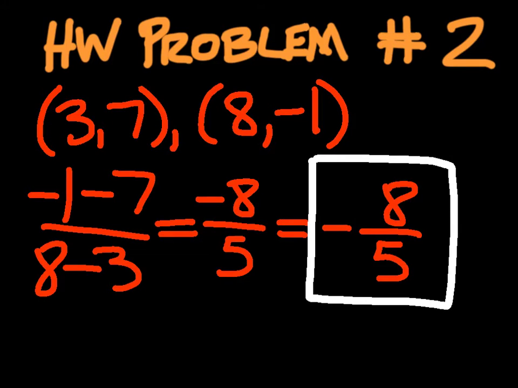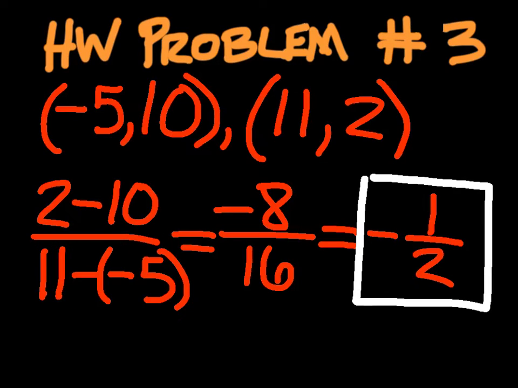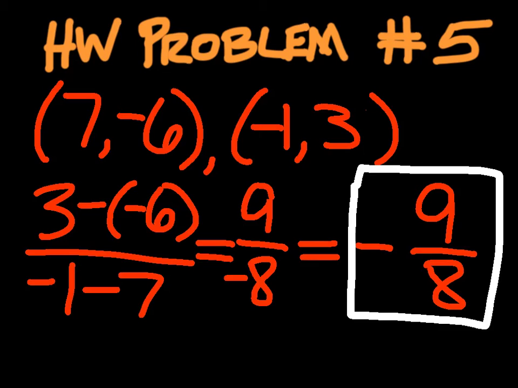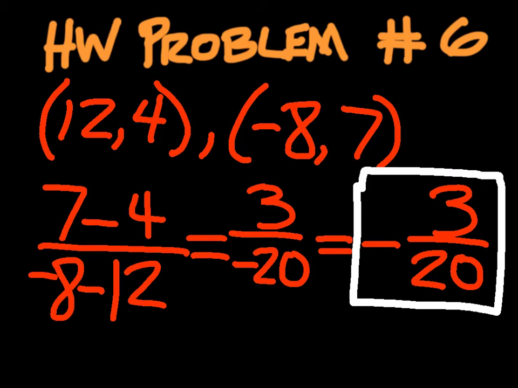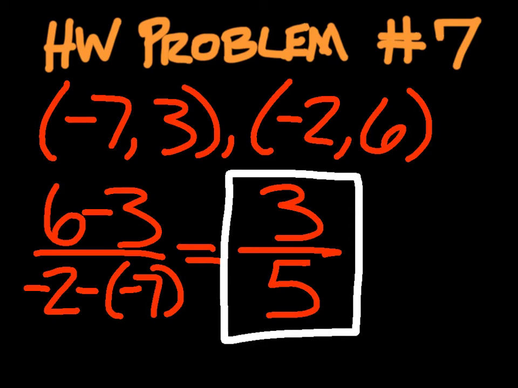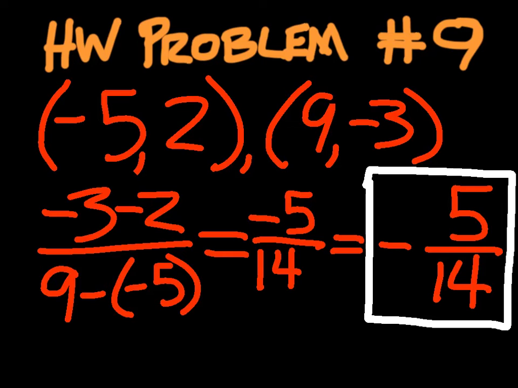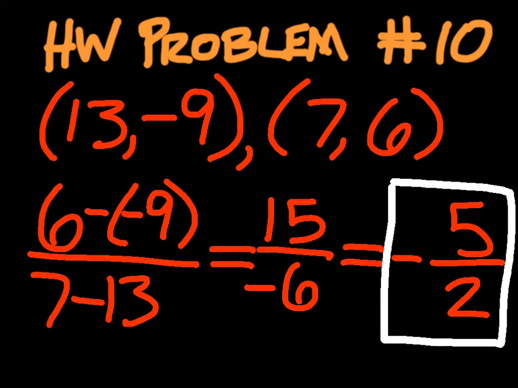For number 2, it's negative 8 over 5. And number 3 is negative 1/2. Number 4 is 2/5. Number 5 is negative 9 over 8. And number 6 is negative 3 over 20. Number 7 is 3 over 5. Number 8 is 13 over 7. And number 9 is negative 5 over 14.